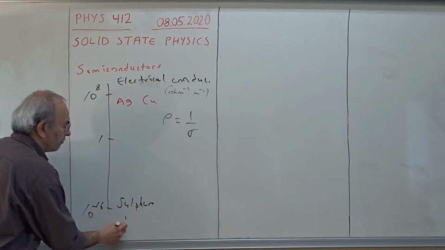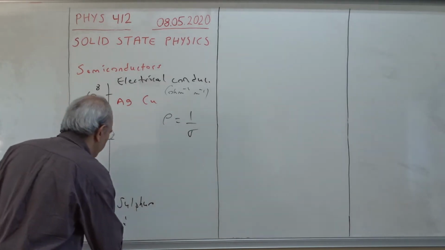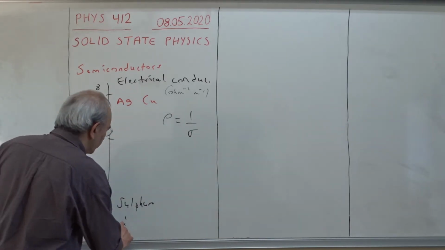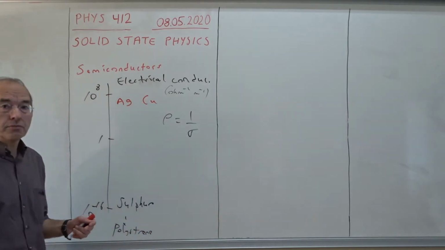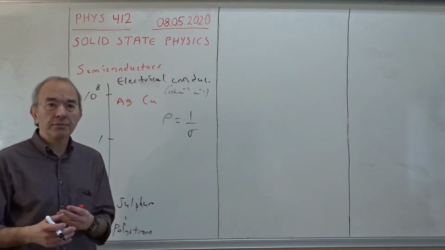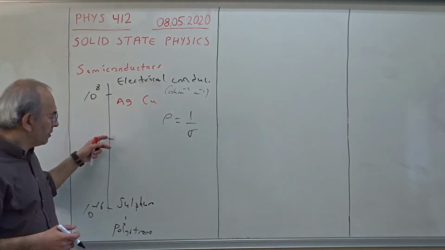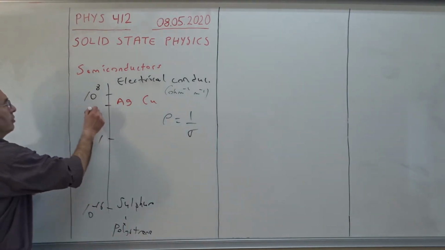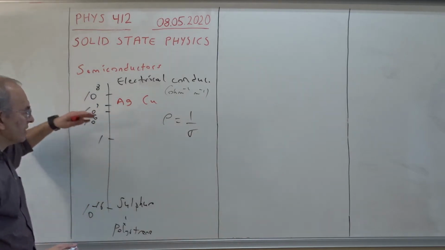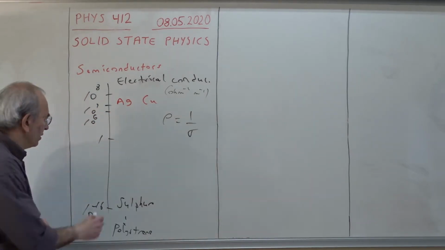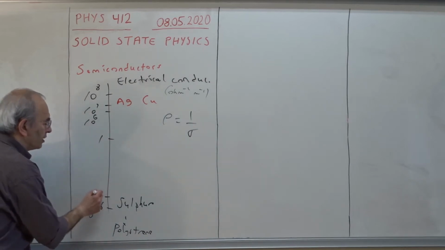Even further than that, we have polystyrene, for instance, some very good insulating materials. And these are, let's say, 10 to the 7, 10 to the 6. So these levels are 10 by 10. So here, for instance, we have 10 to the minus 15.